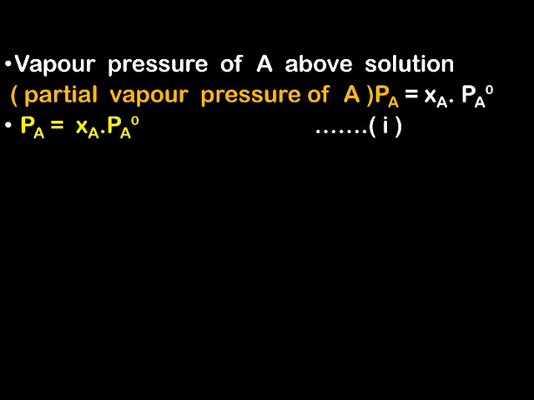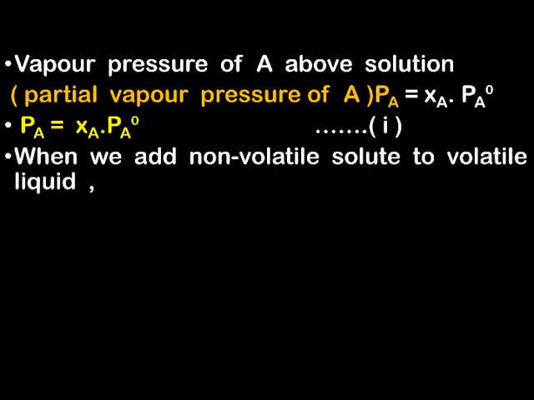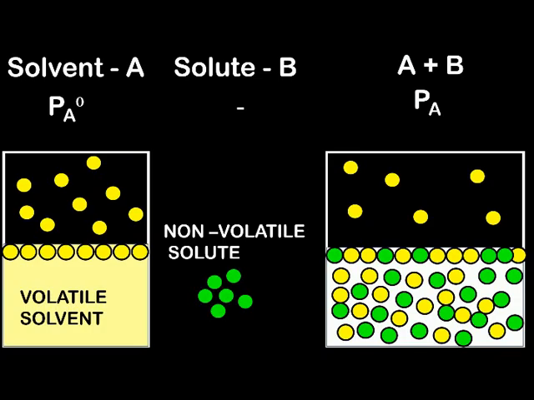We are going to use this equation afterwards. Now, what is the meaning of this XA? This XA is nothing but mole fraction, which I will tell you all in the next 3 to 4 minutes. Just keep patience. Okay. Now guys, when we add a non-volatile solute to a volatile liquid, see over here we have added a non-volatile solute to a volatile liquid.